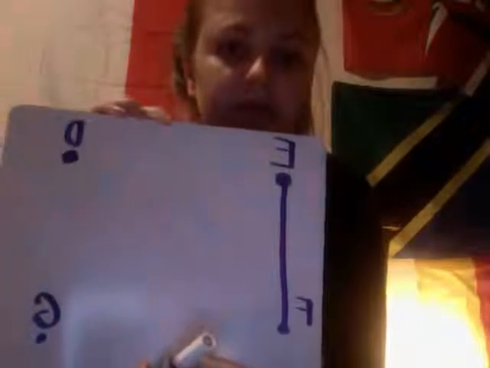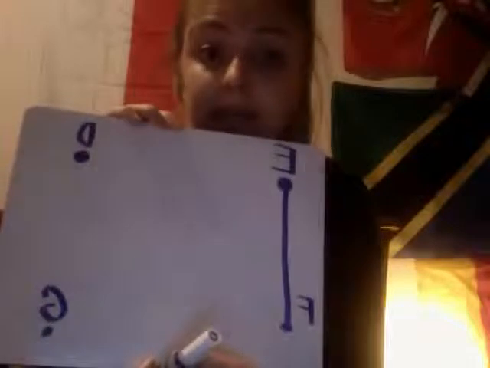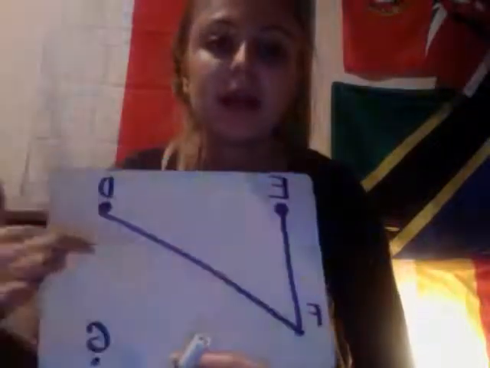Okay, now if I want to make line segment EF, that means that I want to draw a line from the E point to the F point. So I would take my ruler and I would draw my line segment from E to F. Now if I wanted to do, let's say, line segment FD, then I would draw my line from F to D. So we're talking about making line segments.